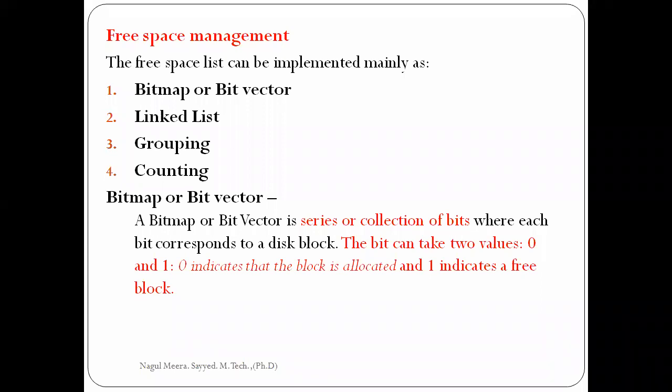To maintain free space, our operating system implements four different types of techniques. These techniques are nothing but free space management. Using these four techniques, our operating system manages the free space in our secondary storage. What are those? First one is bitmap, also called bit vector, then linked list, grouping, and counting.